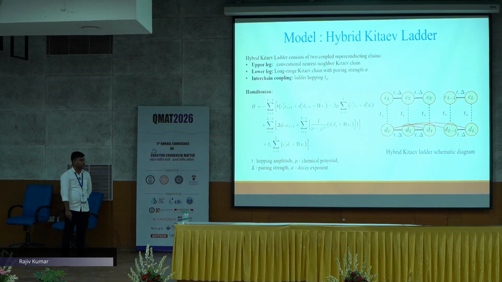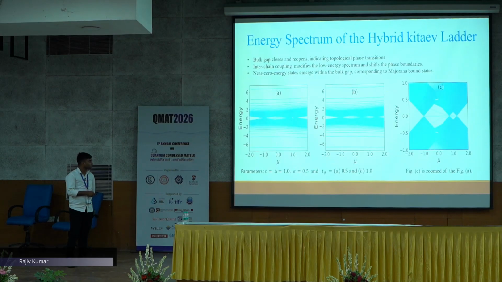Next we discuss the hybrid Kitaev ladder. In this Kitaev ladder we take two Kitaev chains. One is the nearest-neighbor interacting Kitaev chain in the upper leg, and the lower leg hosts a long-range Kitaev chain, and we take a coupling vertically. This is the interchain coupling with strength t, and we study how the topological phase is affected by this ladder system. This is the hybrid ladder system, obviously not a normal ladder. In a normal ladder they take only nearest-neighbor interaction in both legs of the Kitaev chain.